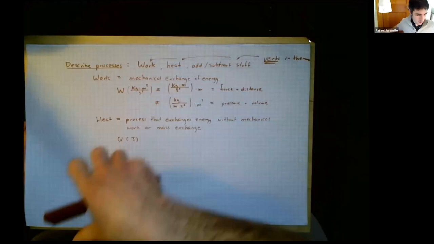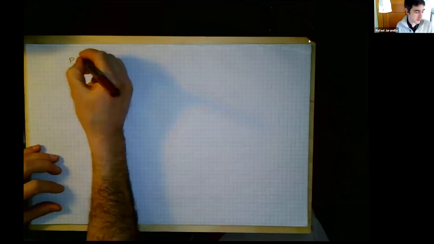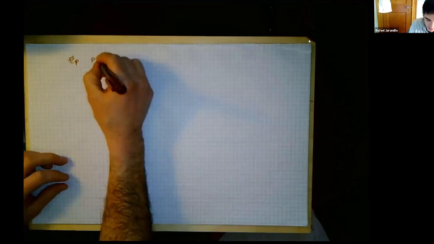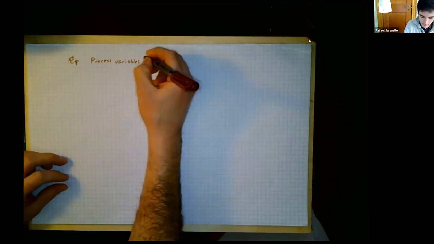Okay. Good. All right, so we have described state variables, which are history independent, but we also have process variables that are process dependent.